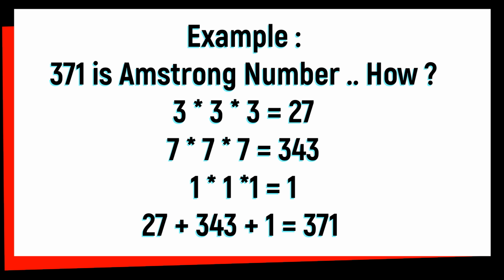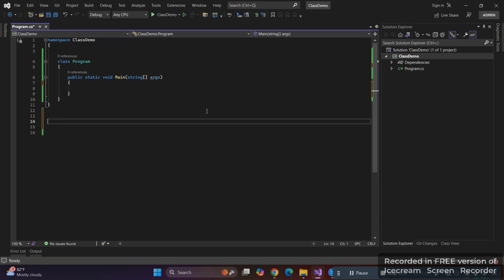So here we are providing 371 as an input and we are checking the cubes of 3, 7 and 1. If the sum matches the input, then we call it an Armstrong number. Since they are matching, we are calling it an Armstrong number. Now let's see in a real-time example how to check whether the number is an Armstrong number or not.